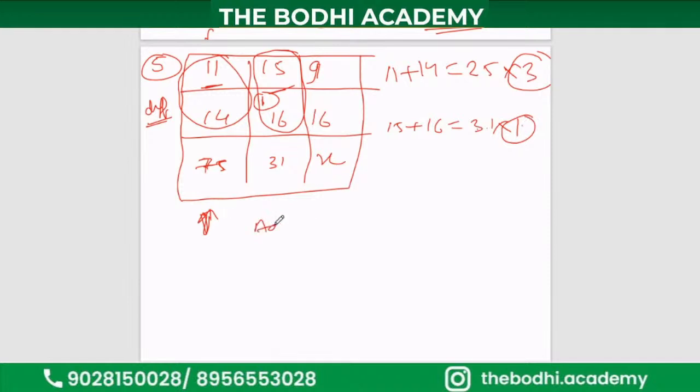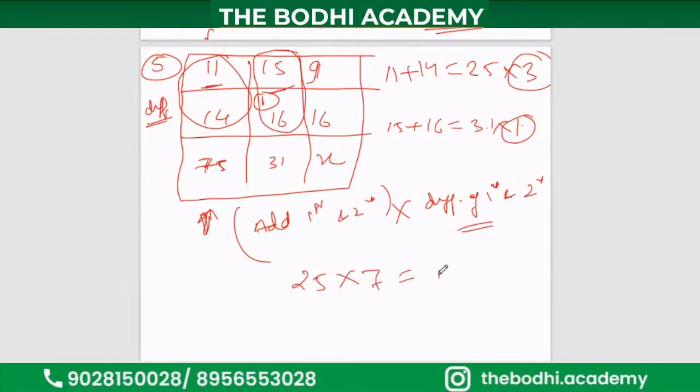Add the first and second number, then multiply by the difference of the first and second number. Similarly, now 9 plus 16 is what? 25. Into 16 minus 9 is what? 7. So the answer will be 175.